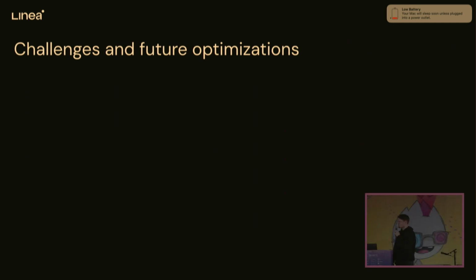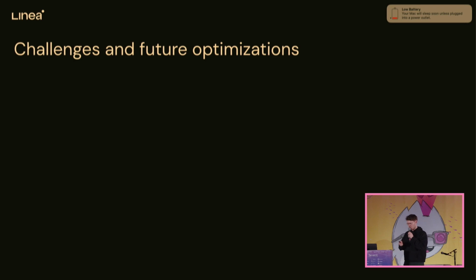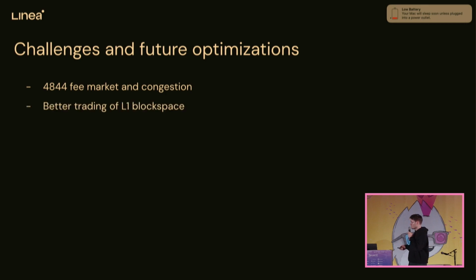OK, so challenges and future optimizations, what's coming down the line. Well, I said with 4844, it's a new fee market. We don't know necessarily how it's going to respond to all the different rollups trying to post blobs and competing for blob space. So we need to really think about the timing and optimization of how we're using these blobs to make sure the costs stay low. We need to get better at trading L1 block space. Rollups are effectively commodity traders. You're selling and buying block space, and there are ways that you can optimize that to reduce your costs further and improve the user experience as well.